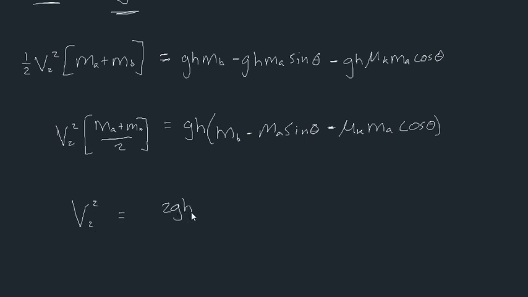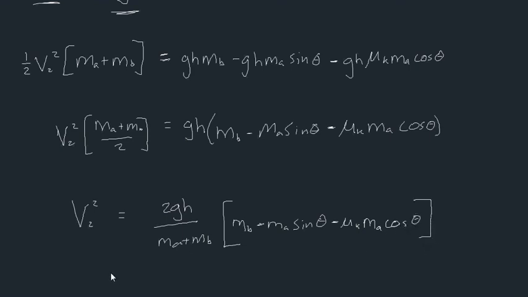So I'll be left with v2 squared equal to 2gh divided by ma plus mb, times by this funky expression inside this bracket, which is mb minus ma sine theta minus mu k ma cosine theta.